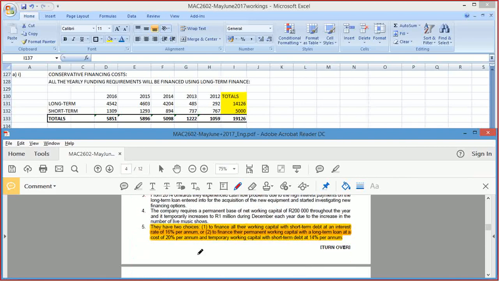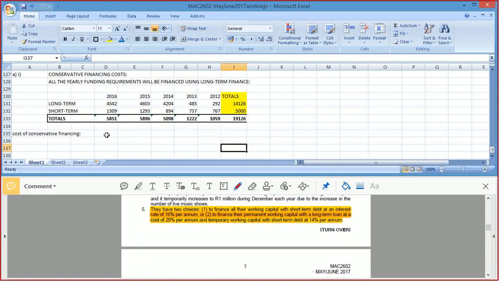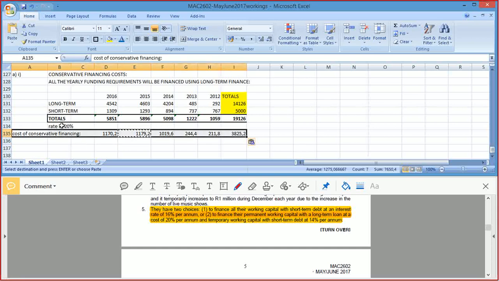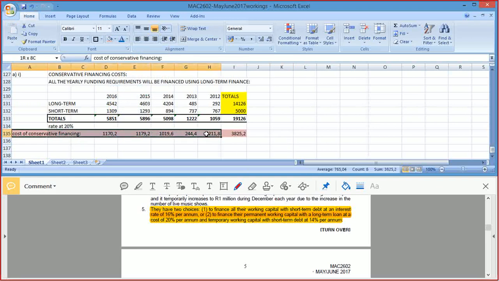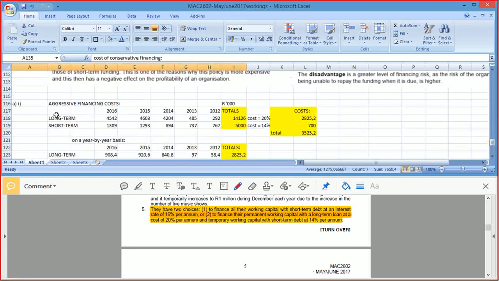So I think 2825.2 is it? Yeah, well, 20%. So rate at 20%. Oh, so it's just 10. Oh. Okay, so this times 20%. This times 20%. All of it times 20%. Okay, and there's the costs. Okay, so that's conservative, and then this was aggressive.